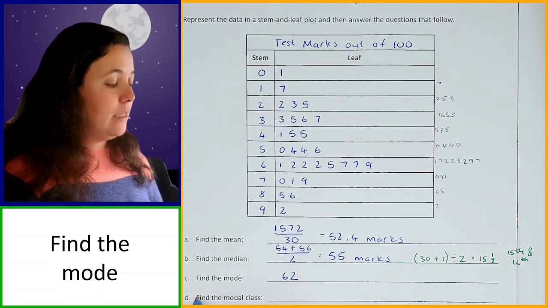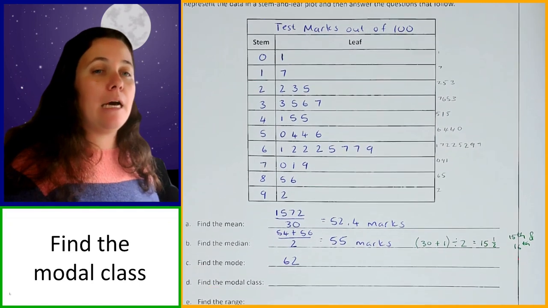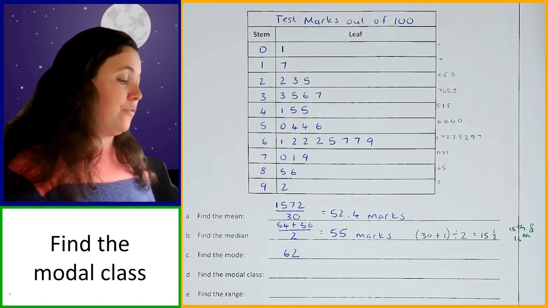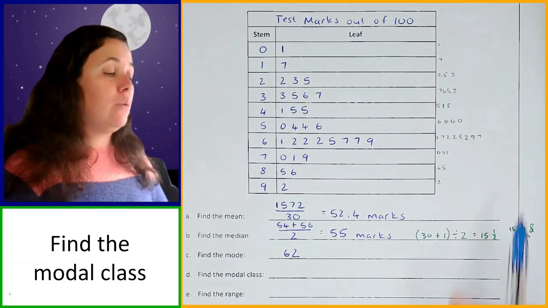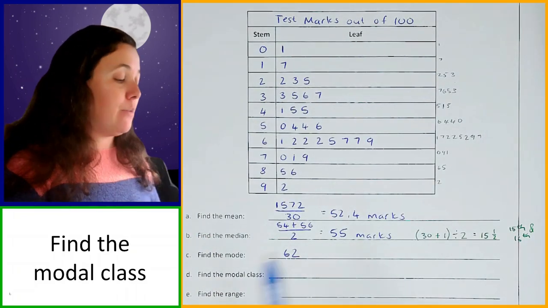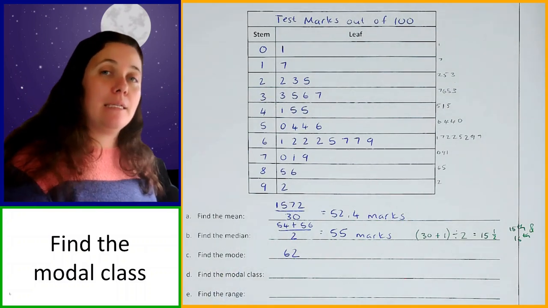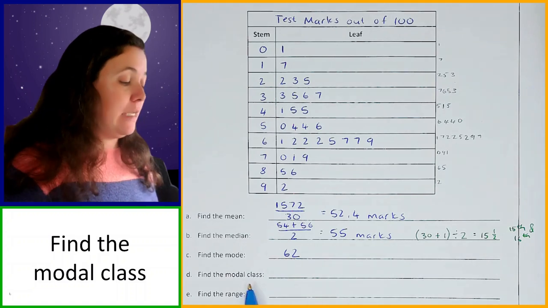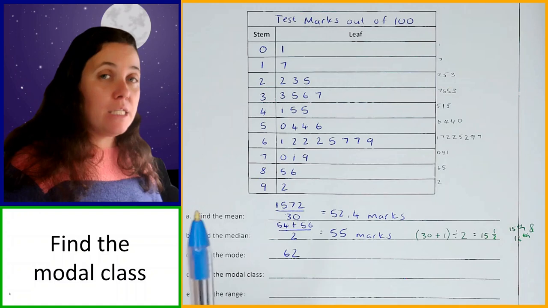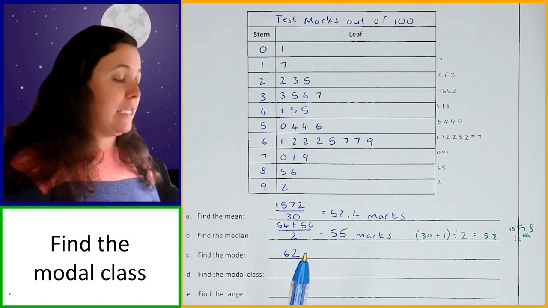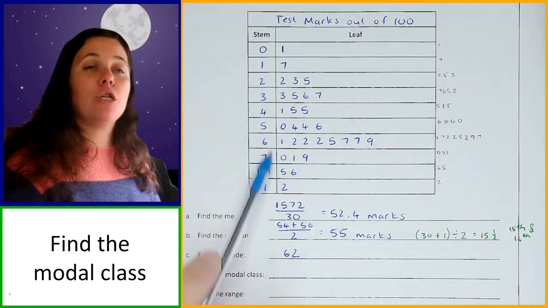Okay. The next thing is the modal class. Now, the modal class is something we haven't done before, because when we were summarizing data before, we weren't doing it with grouped data. Just like mode means a value that has the highest frequency, the modal class is the class, group or interval that has the highest frequency. So the modal class is going to be the interval that has the most values in it.